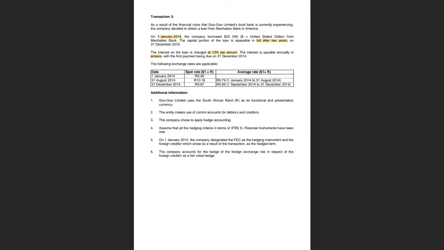It tells us that Google Limited is using the Rand as their functional currency, which is fine. They use control accounts, right? And then it says they're applying hedge accounting. It says that the hedging criteria has been met. Now, these statements, from 3 to 6, are something you're going to see on every question, right? So just be aware that these 4 statements will be in some format on your question paper. And then it tells you which is the hedging instrument. So the hedging instrument is the FEC, the hedged item is the creditor, and then finally it tells us that we're using fair value hedging.